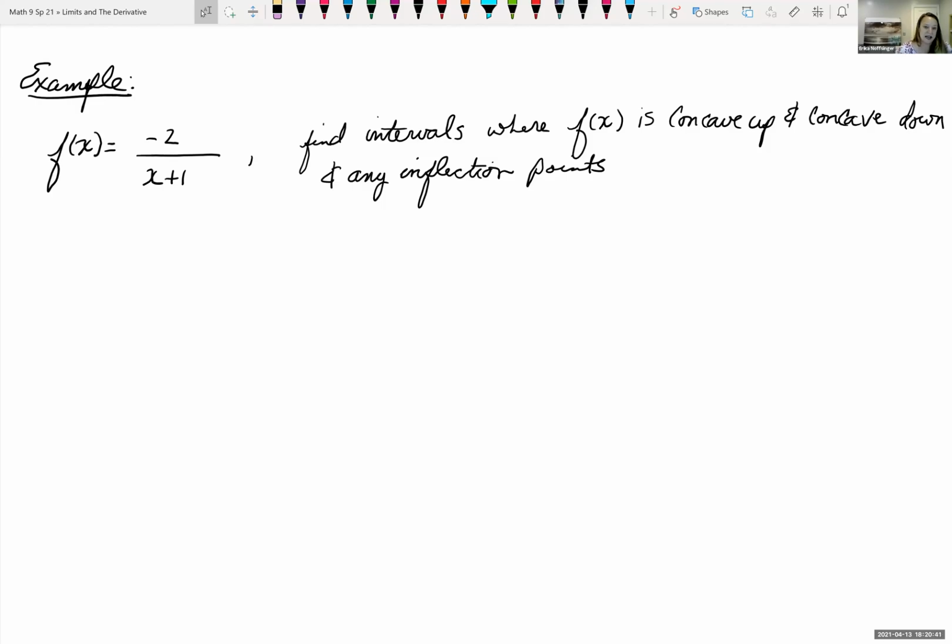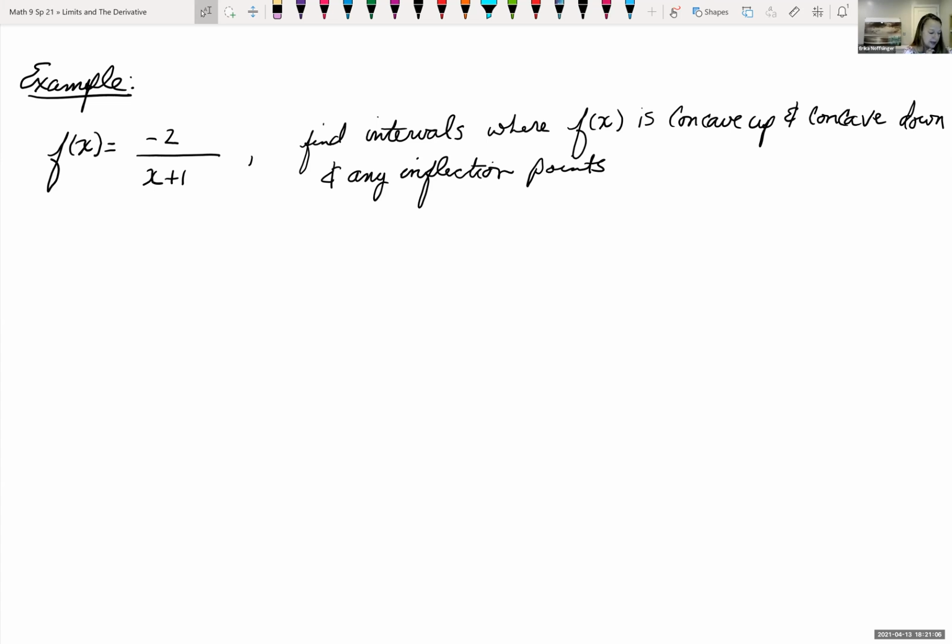So looking at another example for finding concavity, where the function is concave up and concave down, and inflection points if they exist. This function is a rational function. f of x is equal to negative 2 all over the quantity x plus 1. So to find concavity, we want to find the second derivative. So first thing we have to do is find the first derivative.